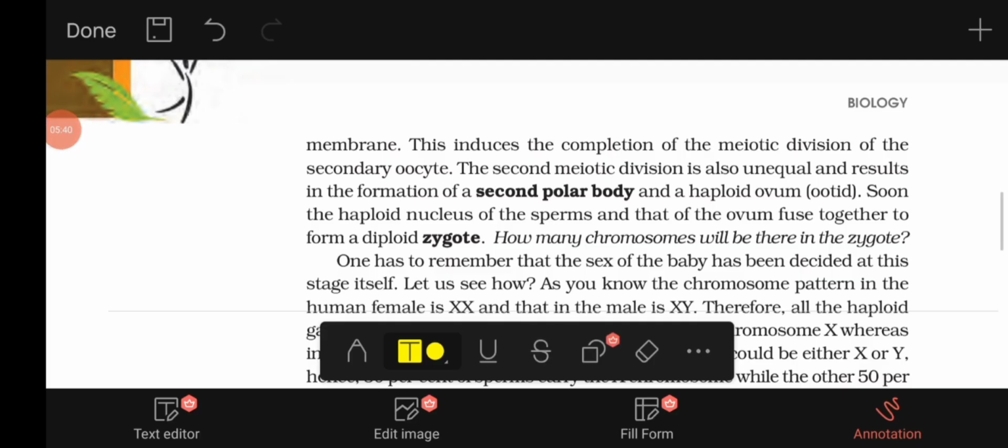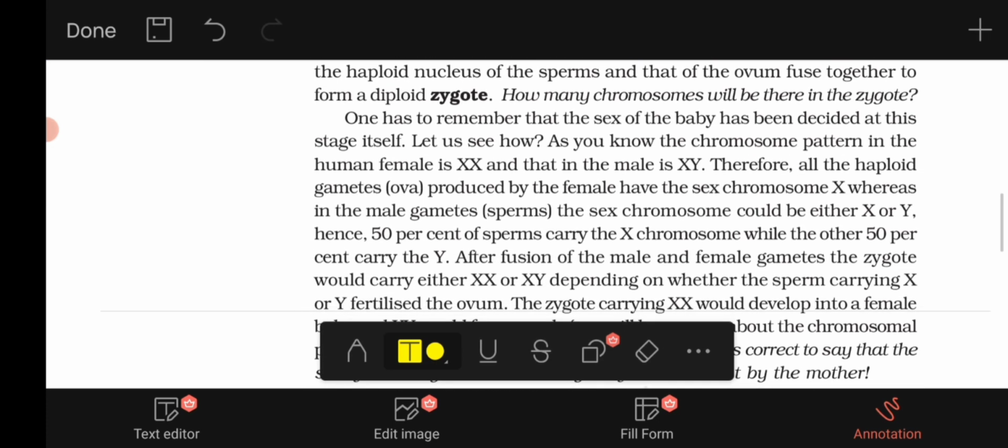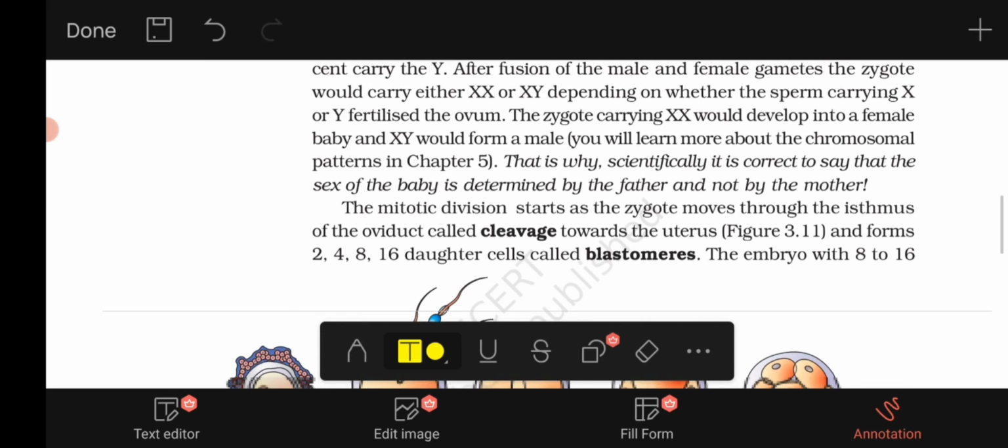This induces the completion of the meiotic division of the secondary oocyte. The second meiotic division is also unequal and results in the formation of the second polar body and a haploid ovum. This is the actual ovum and not the secondary oocyte. Soon the haploid nucleus of the sperm and the ovum fuse together to form the diploid zygote. So this, you all know, is very easy.